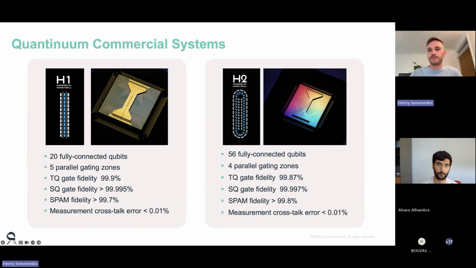low crosstalk error. In the H2 architecture, which is the sort of next generation that we launched a year ago, now has 56 qubits. I'll talk a little bit more about that in the next slide, with 4 parallel gating zones, very similar 2-qubit gate fidelities, single qubit gate fidelities, state preparation and measurement, and crosstalk errors as well, which are really allowing us to push the possible quantum computations that we can do at this sort of scale of system.